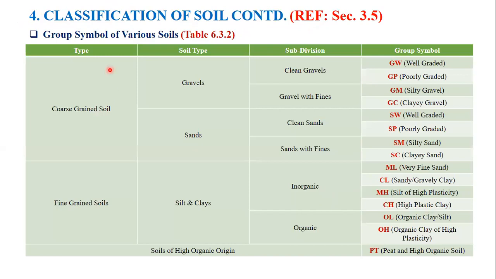Next, the group symbols of various soils table. This is usually known to geotechnical engineers to classify the soil into the groups: coarse grained soil, fine grained soil, gravel, sand, silt, clay, and soil of high organic content. Clean gravels, gravels with fines, clean sands, sands with fines, inorganic and organic. And these are the group symbols.